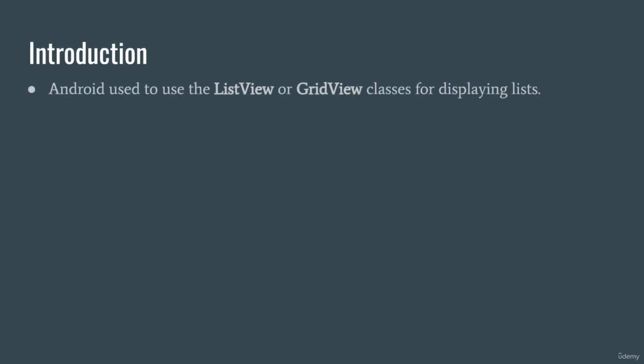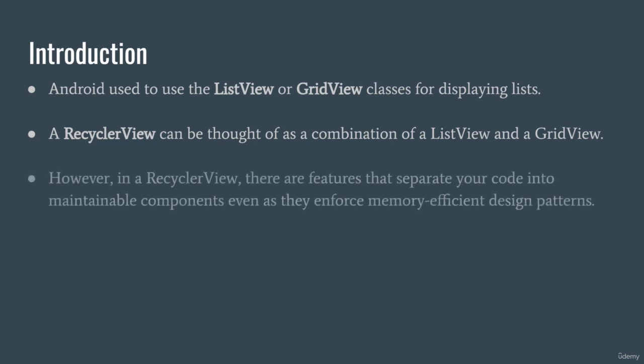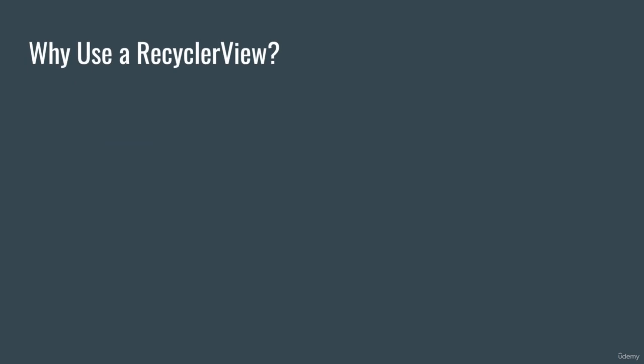First of all, Android used to use the list view and grid view classes for displaying lists. A recycler view can be thought of as a combination of a list view and grid view, so it allows us to do both. However, in a recycler view, there are features that separate your code into maintainable components, even as they enforce memory efficient design patterns. So it's a lot more efficient pretty much. So it's a better way to create lists than list view and grid view ever were.